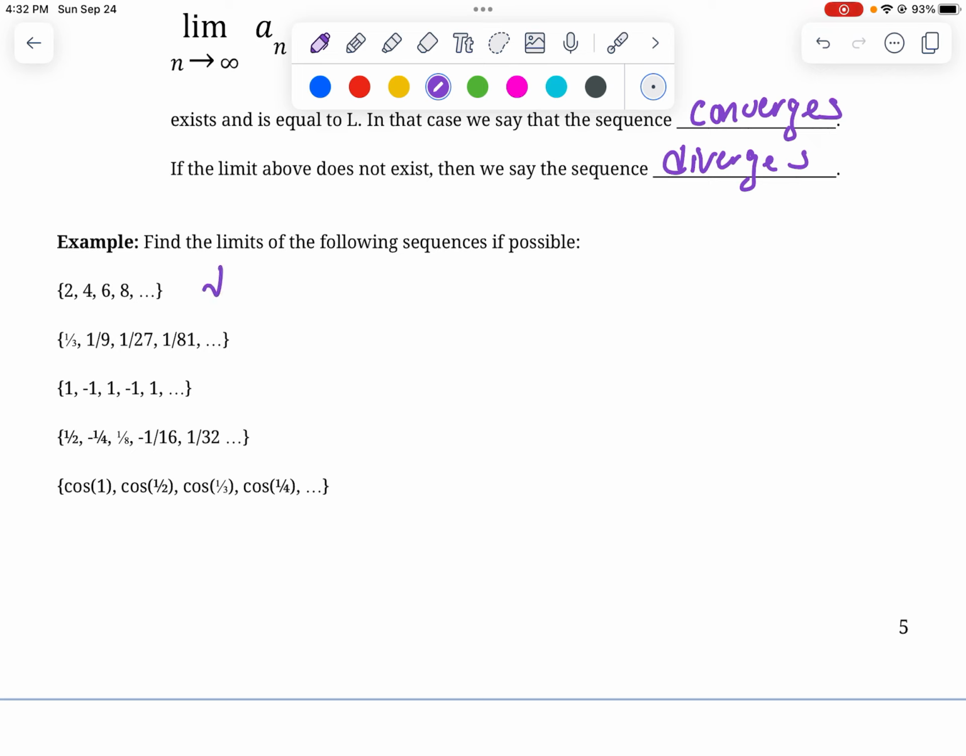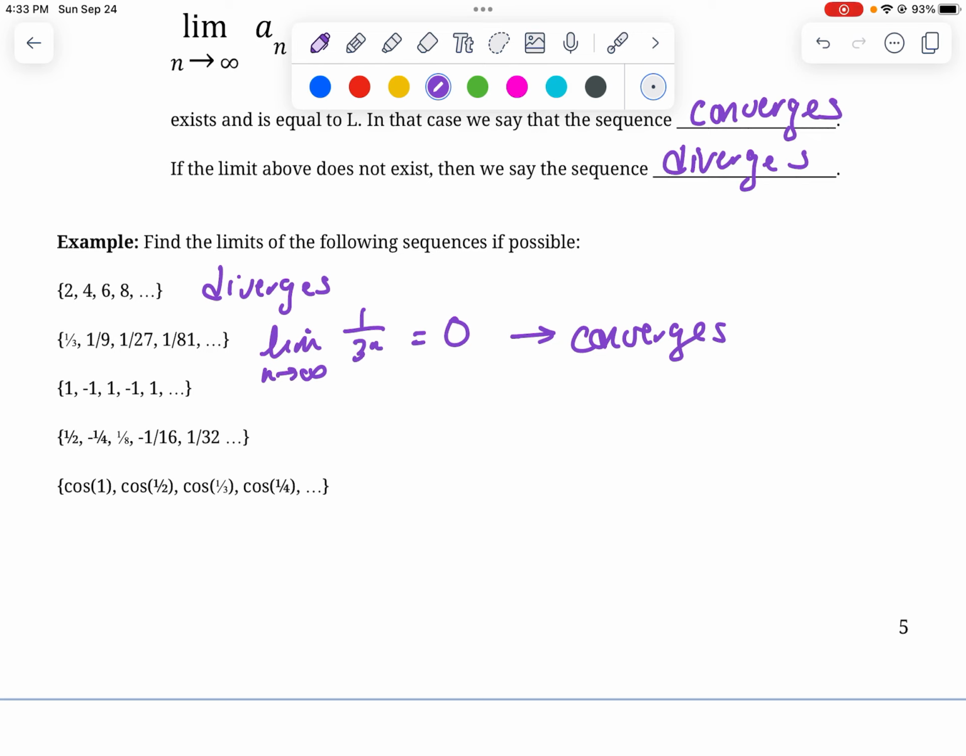Okay, so this one we would say diverges because those values are going to infinity without bound. This one, the limit of this expression, 1 over 3 to the n, is 0 as n goes to infinity. And so we would say it converges to 0 specifically.